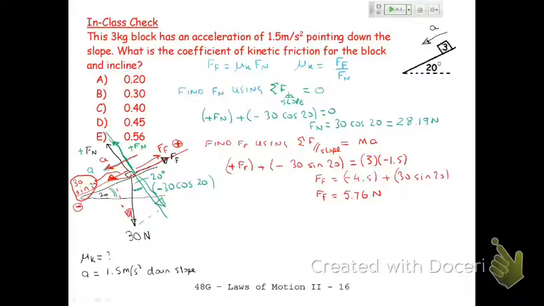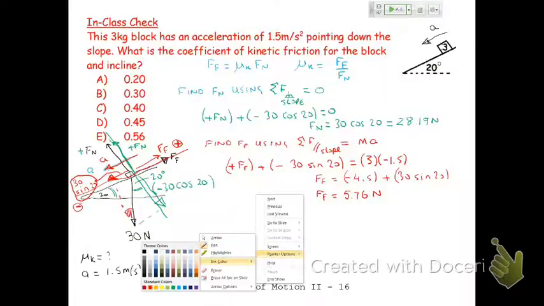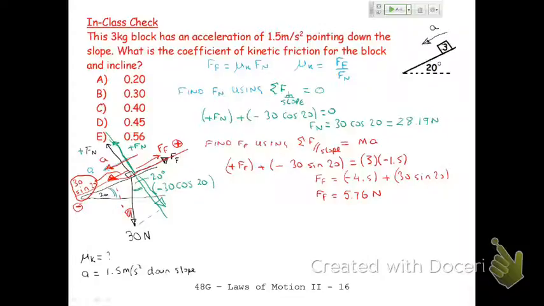So then we can just go back to doing math now. Mu k is equal to Ff over Fn, which equals 5.76 over 28.19, which equals 0.2. What are the units for this? No units. Good. Don't get caught with that.